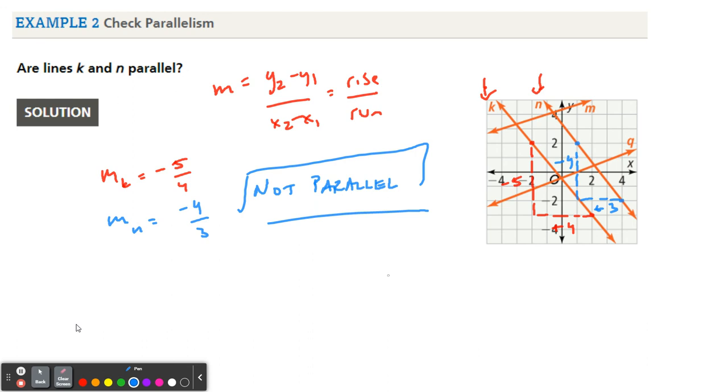Okay, so I'm going to take a pause there, and we'll do video 2 on perpendicular. All right, here comes video 2.